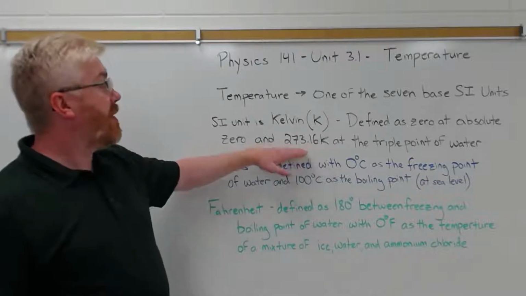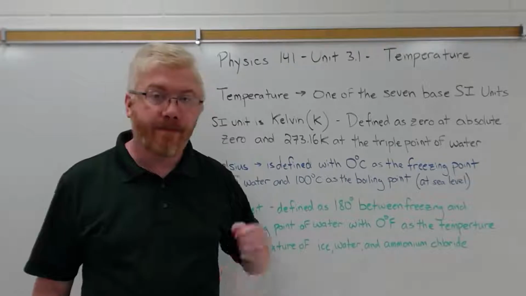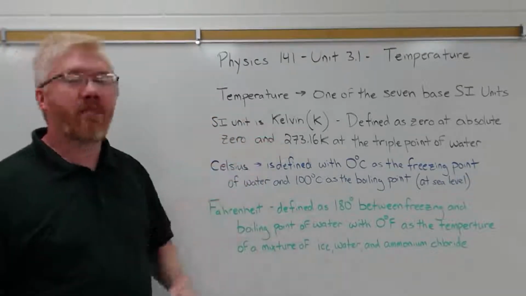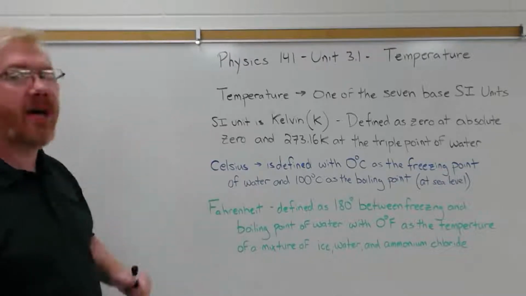And the Kelvin is defined as 273.16 Kelvin at the triple point of water. And we'll define what the triple point of water is a little bit later in this video. So that's the definition of the Kelvin.